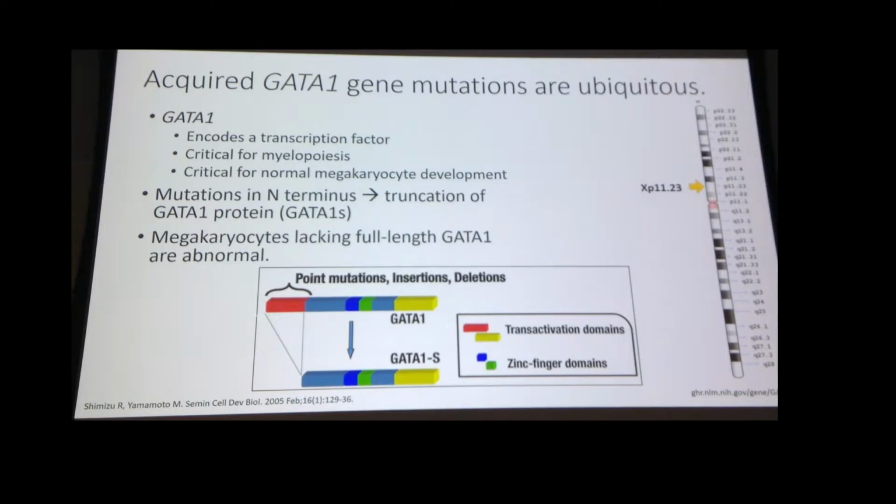So here's the normal length of the protein, here's the shorter protein. It's referred to as GATA1S, and when animal studies have been done on animals that express only this GATA1S form of the protein, these animals have very abnormal megakaryocytes, and again, a lot of proliferation of the megakaryocytes. GATA1 is located on chromosome X.